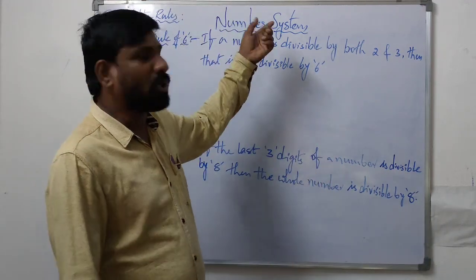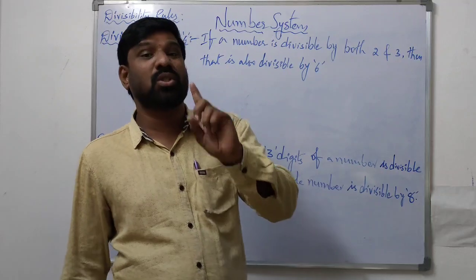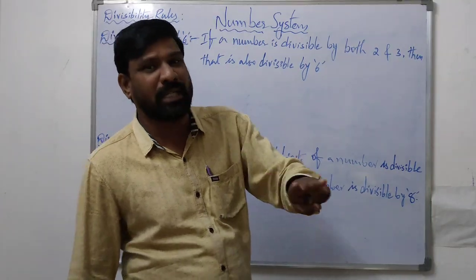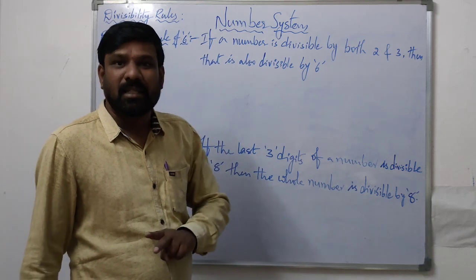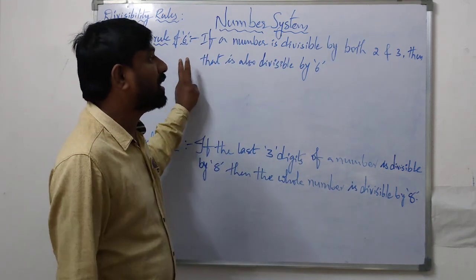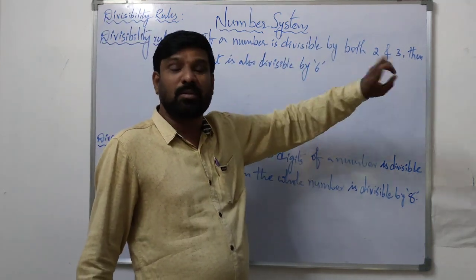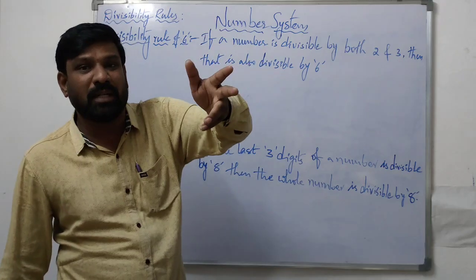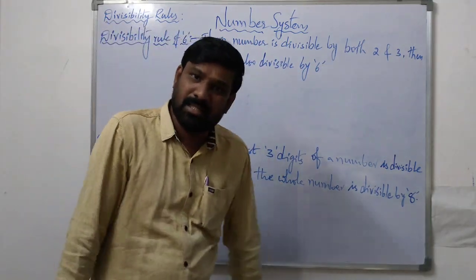Now 6, if you come to the divisibility rule for 6, that particular number should be divisible by both 2 and 3. Means in order to be divisible by 6, the number should follow two conditions. What are those? Divisibility rule 2: that should be divisible by 2, and that should be divisible by 3. If it is divisible by both 2 and 3, then automatically it will be divisible by 6.